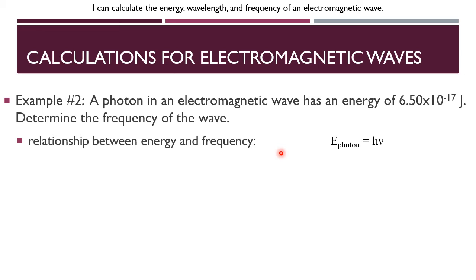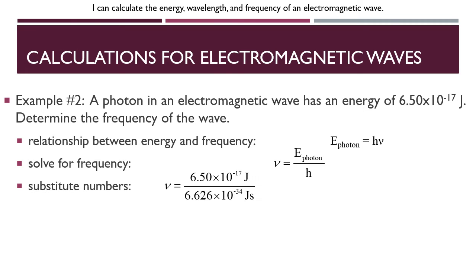Now in this problem, we are trying to find the frequency, determine the frequency of the wave. So I need to solve my equation for frequency. So just doing some basic algebra, we can see that we can divide both sides by h, and that will give us the frequency equals the energy of the photon divided by Planck's constant h. So now we can substitute in our numbers.